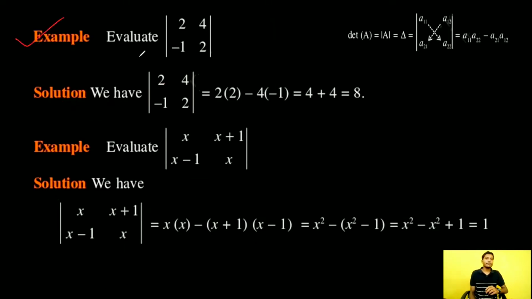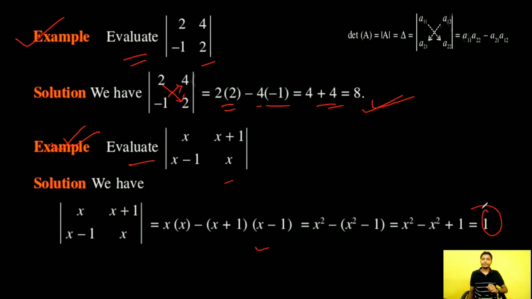For example, evaluate this determinant. We will multiply this diagonal minus this diagonal. This is 4 minus of this minus 4, so 8. Clearly, we can evaluate this determinant. With similar logic, we will have this is equal to 1.